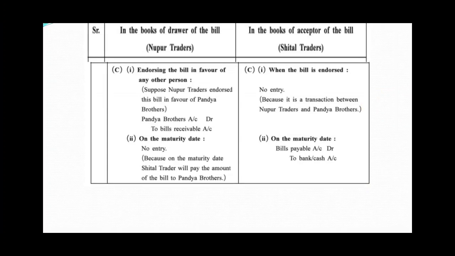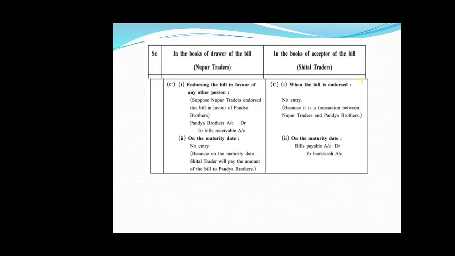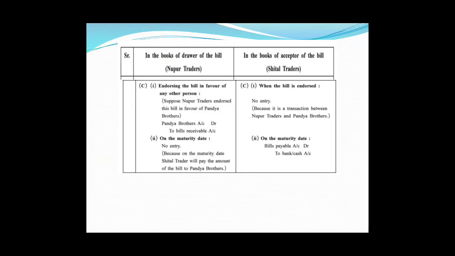And if we want to write the books of Pandya also, so Pandya brothers, they will be receiving money against bills receivable, so entry will be cash/bank account debit to bills receivable account. Okay, so this was third condition, where bill is endorsed in favor of any third party. Now let us see the fourth situation, where bill is kept with owner only, but as owner remains busy in his routine activity, he doesn't have time to go to the drawee and collect the amount of bill.